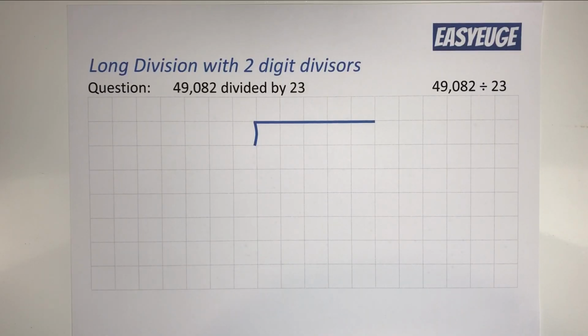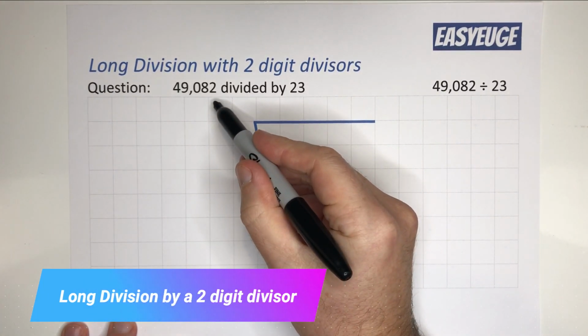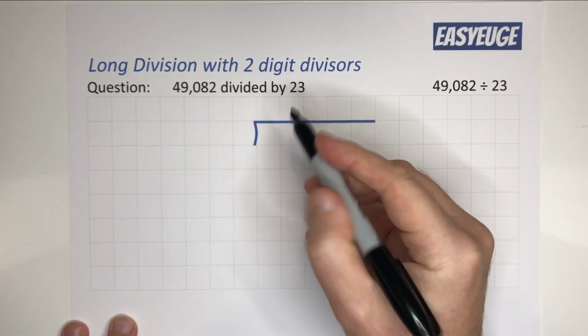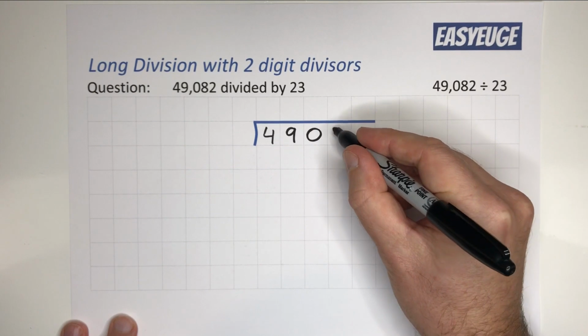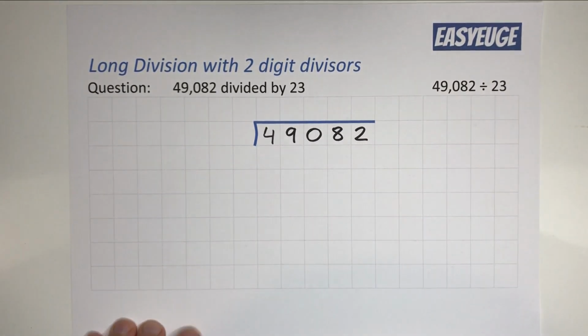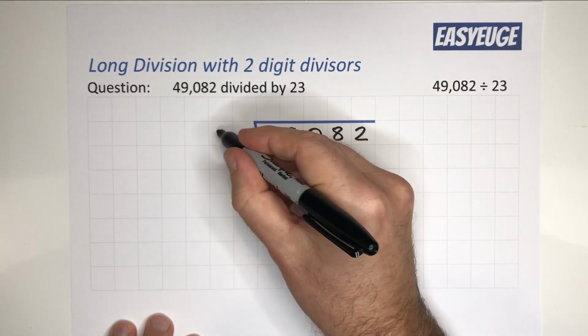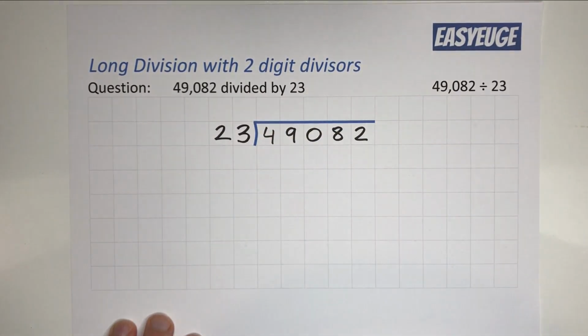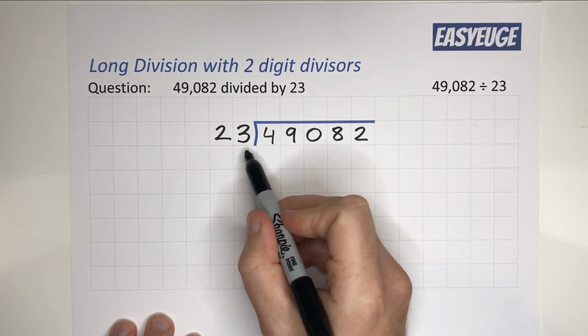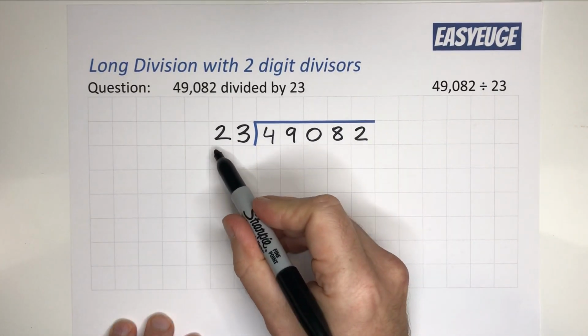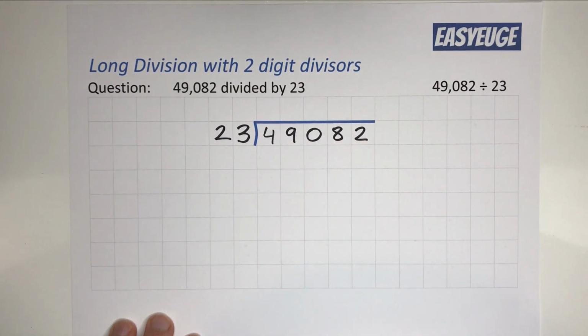The next level up is to increase the size of the number we are dividing up, and we've made it 49,082. Let's write that down. There we go. And we are dividing it by 23, so we put the 23 outside the divide symbol. Like we saw in the first example, we're going to use the whole number 23. So how many times will 23 go into 4? Well, it won't. So that just simply stays blank.